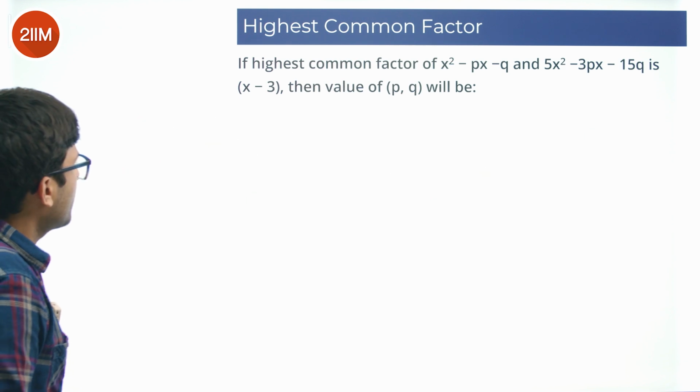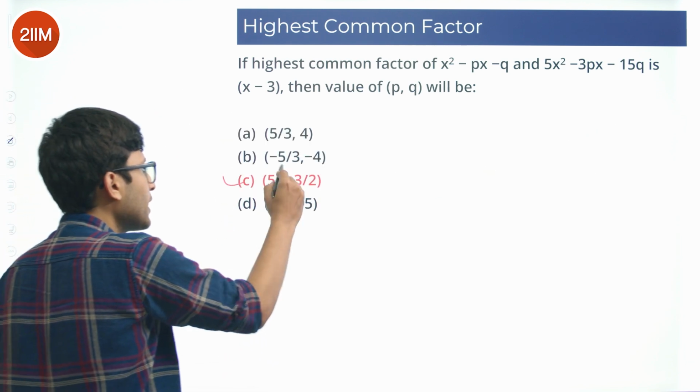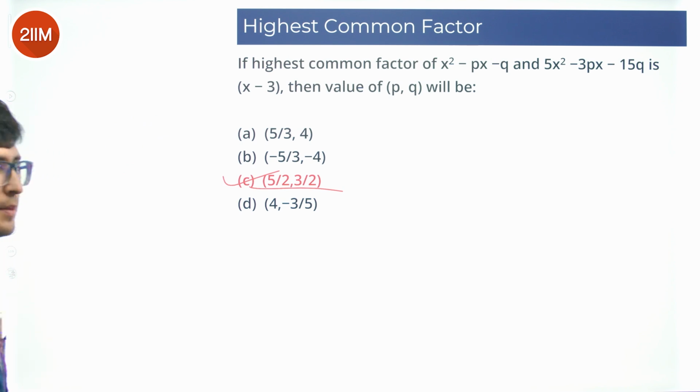Let us check. Perfect. We got our answer right. 5 by 2 comma 3 by 2 would be my answer.